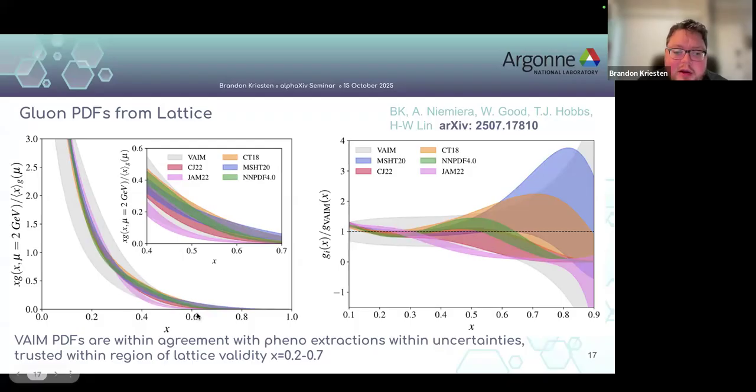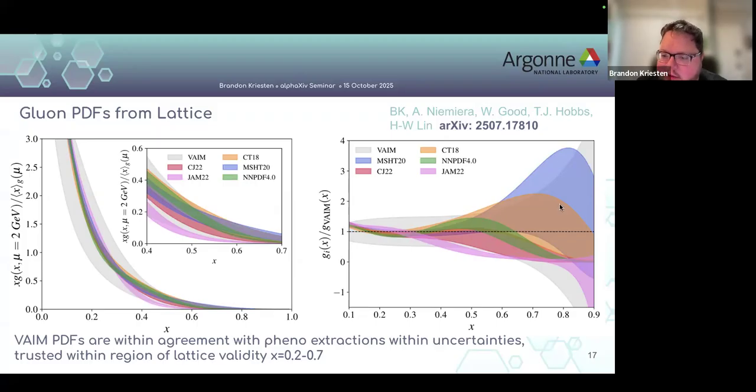And now this is compared to a whole bunch of other phenomenological fits, which is not necessarily a fair comparison because the VAIM is only trained on lattice data, whereas the phenomenological fits are trained on much more constraining experimental data with much smaller uncertainties. But you can see that everything is comparable, which is great, especially within the lattice region of validity, which is typically defined as 0.2 to 0.7. And I also show our relative uncertainties.